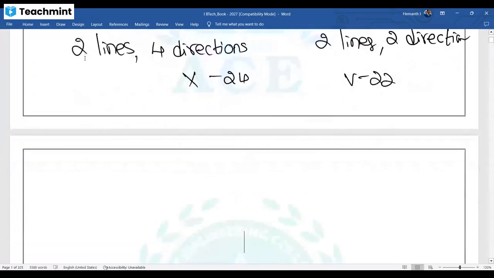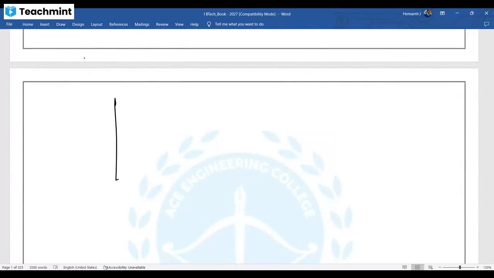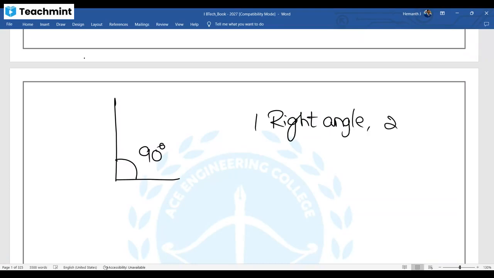Okay. Next, for the letter L, how many lines? We got one right angle here, is it 90 degrees, the L letter? So I got one right angle with how many lines? 2 lines. So L value 12.